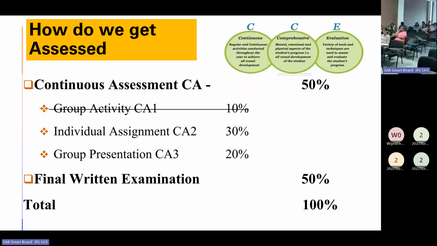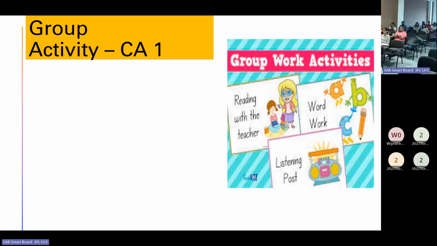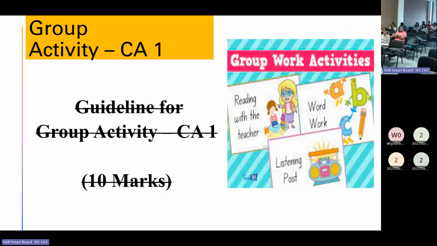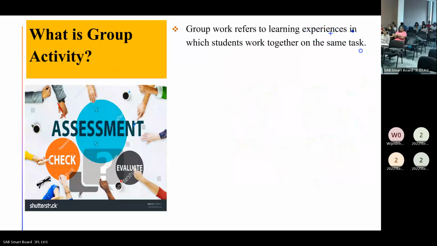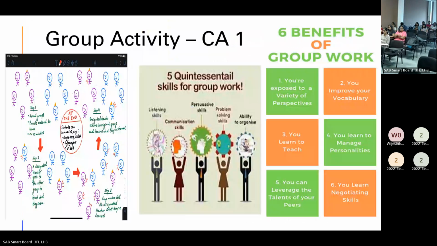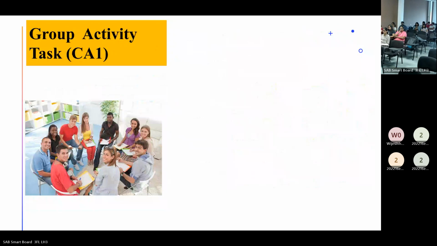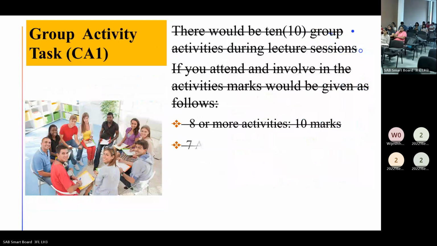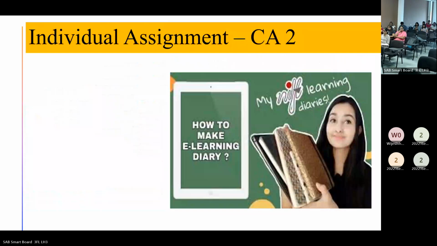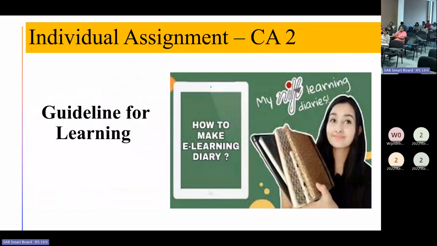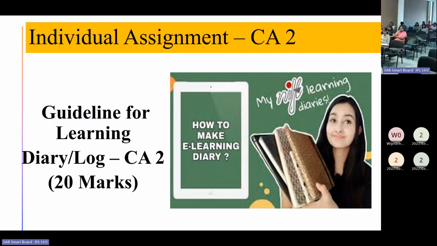I'll just cut that, because I can't read it. So 30 for the individual assignment and 20 marks for the group presentation. I'm not going to do the group activity. What is the individual assignment? It's called a learning diary, which is a CA, 20 marks. Sorry, I'll make it 30.